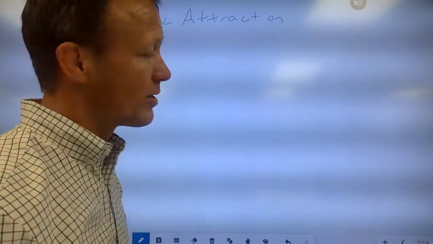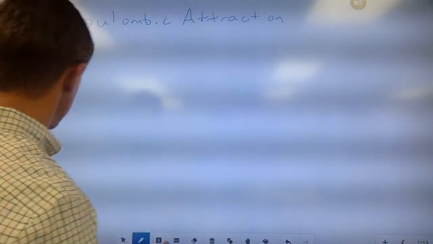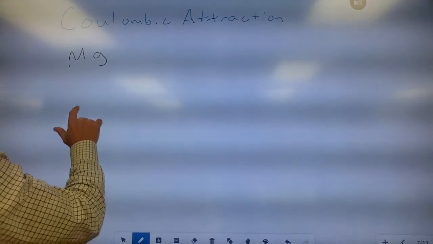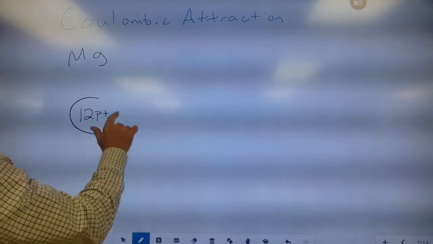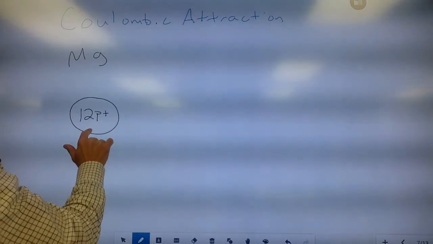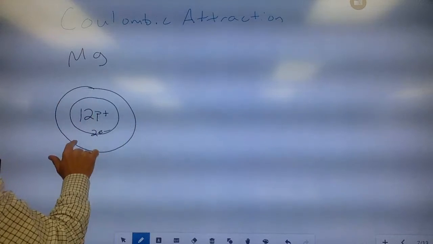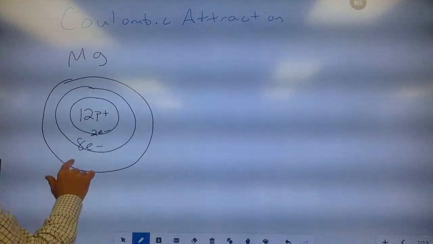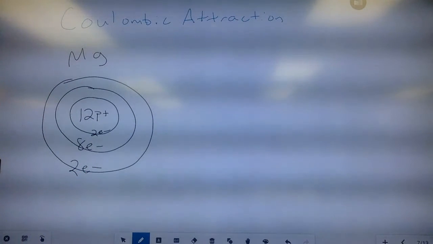All right, this video is going to be on ionic radius. I know I said Coulombic attraction, but the radius of ions. So let's say we have a magnesium atom here. We draw magnesium. Magnesium has 12 protons. It's got an energy level with 2 electrons in it, an energy level with 8 electrons, and an energy level with 2 valence electrons. So there's a normal magnesium with no charge.